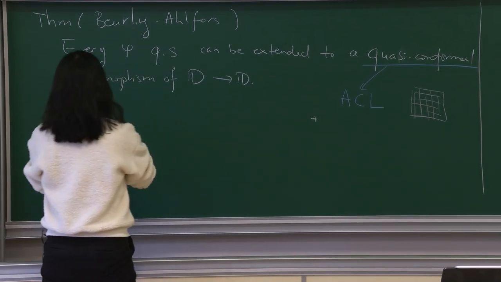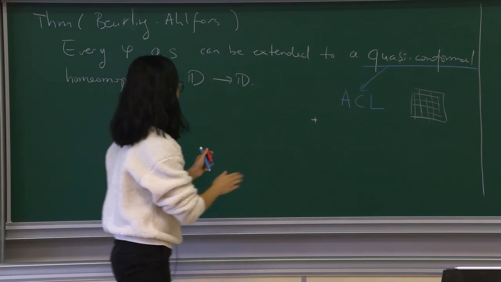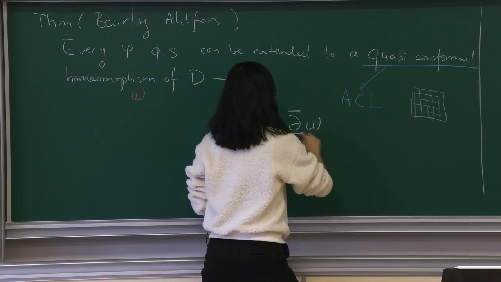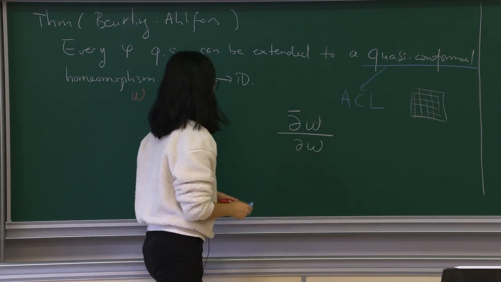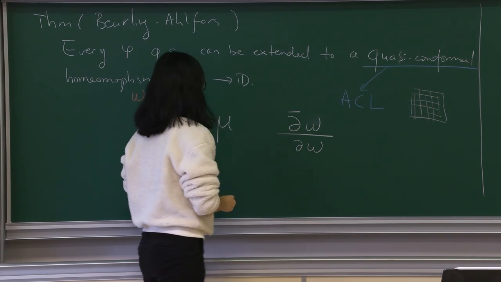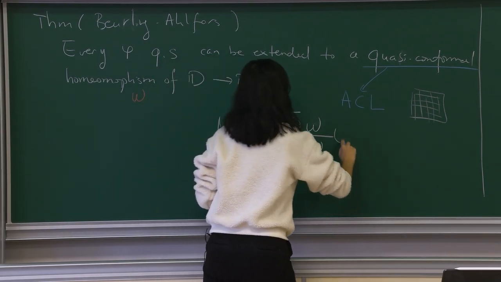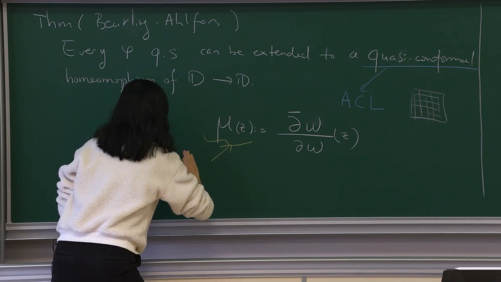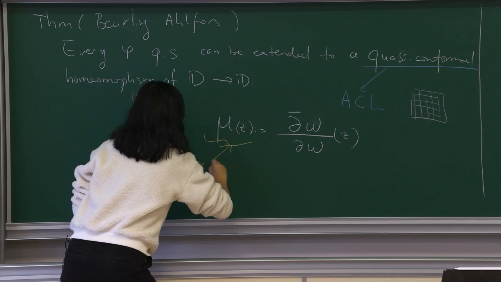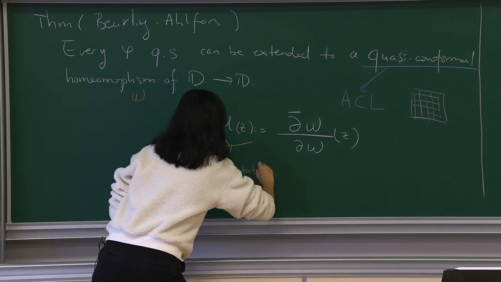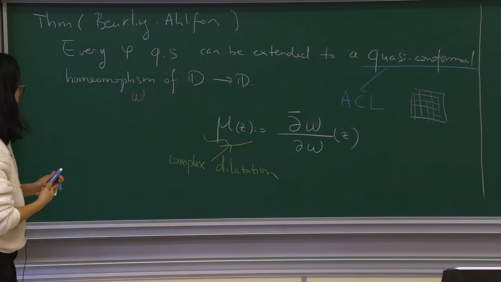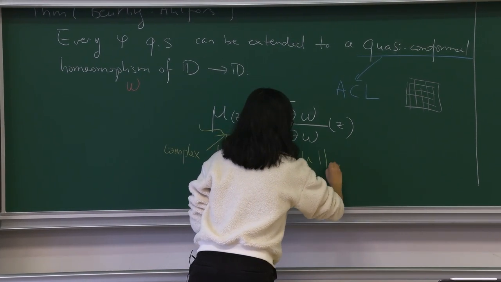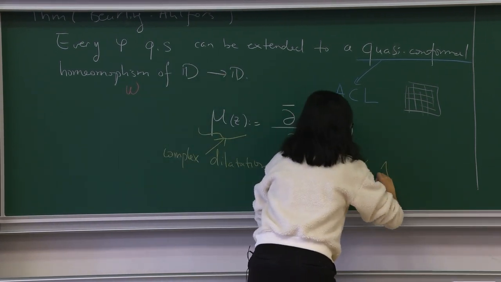So for the homeomorphism, let me call this homeomorphism W, the d bar of W divided by d of W, I define it, it's called mu. This is called the complex dilatation. This satisfies the supnorm of mu is strictly less than 1.